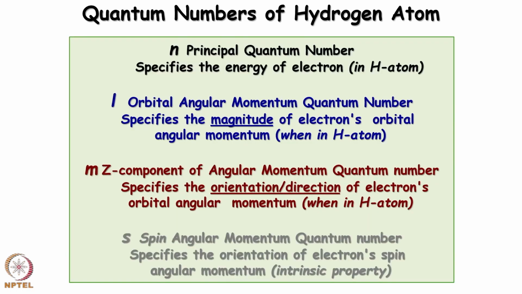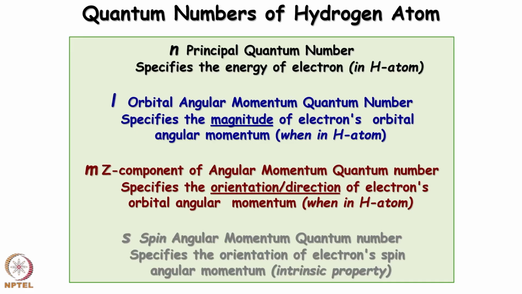Here n is the principal quantum number, which specifies the energy level of the electron in the hydrogen atom. l is the orbital angular momentum quantum number, which specifies the magnitude of the electron's orbital angular momentum in the hydrogen atom. m, the z component of angular momentum quantum number, specifies the orientation or the direction of the electron's orbital angular momentum in the hydrogen atom. Now, there is a fourth quantum number, the spin angular momentum quantum number, which specifies the orientation of the electron's spin angular momentum.